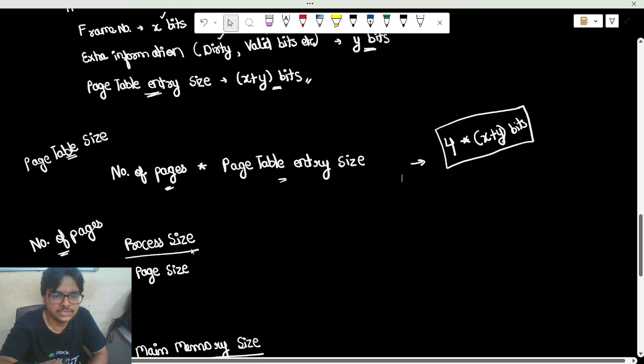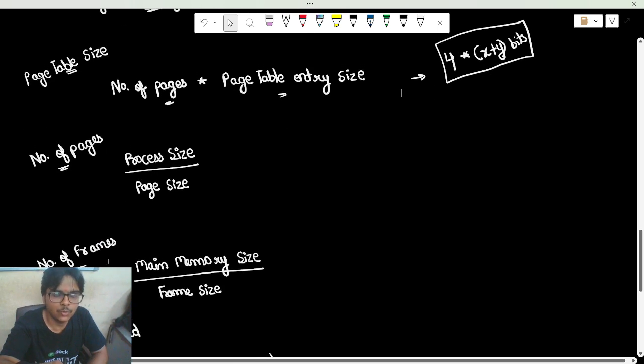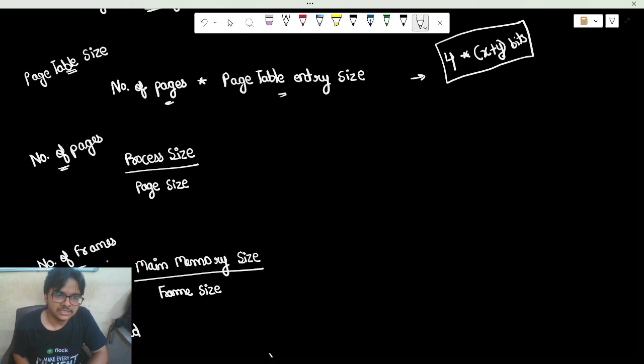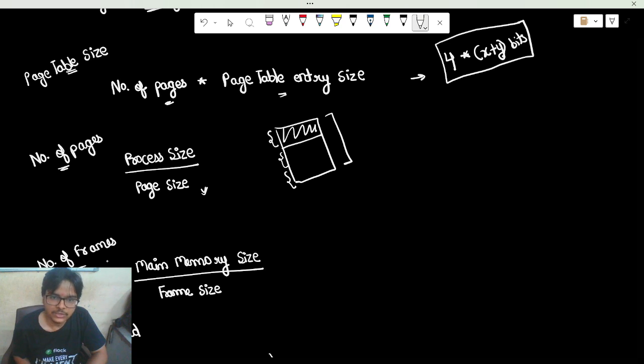And similarly, you can see number of pages. So your whole process divided by page size will give you the number of pages. So this is your process and this is your page, multiple pages. If you divide your whole process size by the page size, then you will get this number of pages.